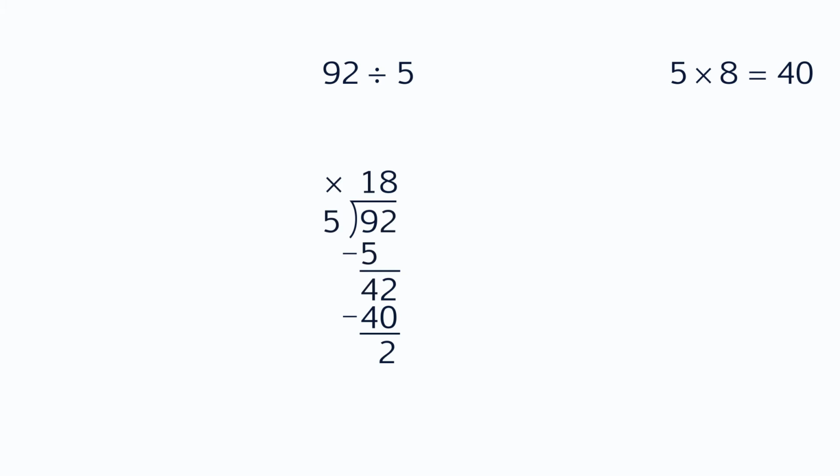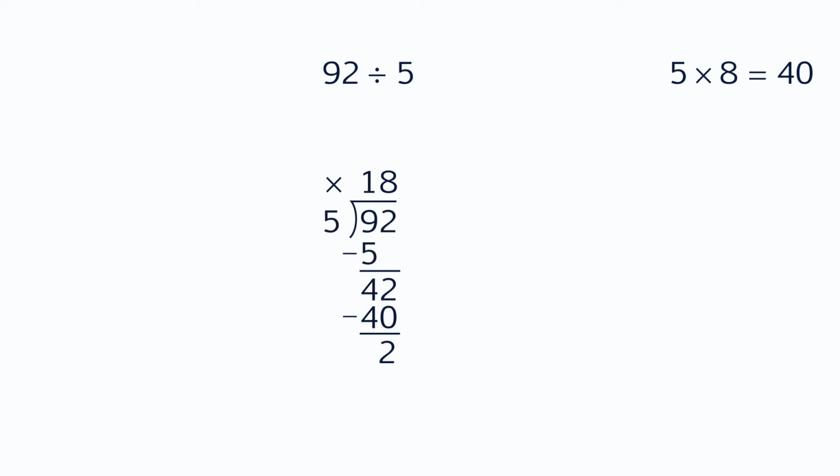Now you're in the following situation. You have a remainder of 2, but no more digits to pull down. That means that your answer is not a whole number this time. You can choose to stop here and write the answer like this: 18 remainder 2. Or you can continue the long division method and end up with a decimal as your answer. Let's go on and see what happens.